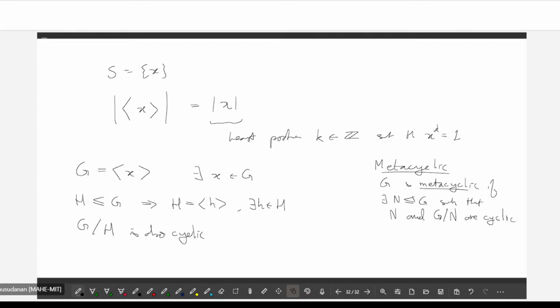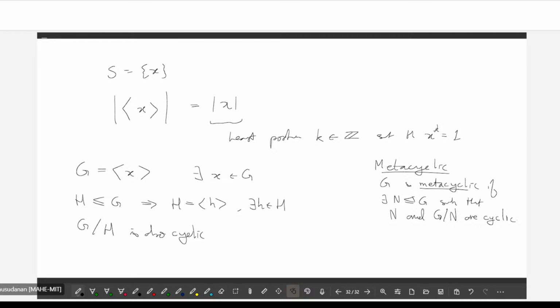Any examples of this? Any cyclic group is definitely an example, because you can just take N equal to G or N equal to 1, the trivial subgroup, either way. So trivially, cyclic groups are all metacyclic. Any other non-cyclic example? An abelian non-cyclic example? Take the Klein 4 group, then take any non-trivial proper subgroup. The quotient has to be cyclic.